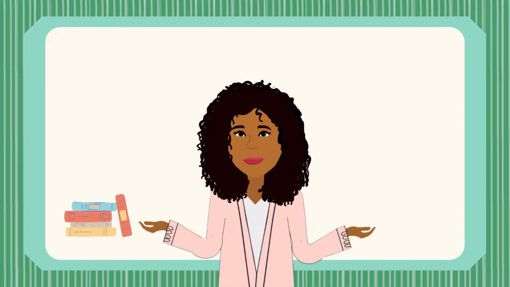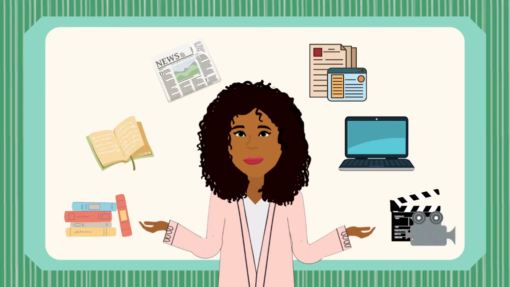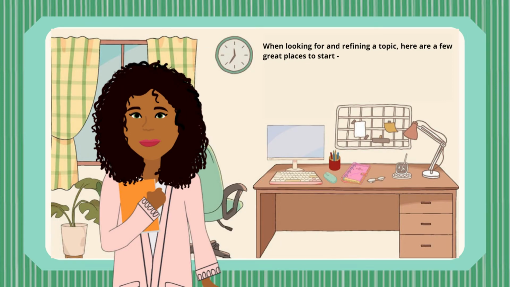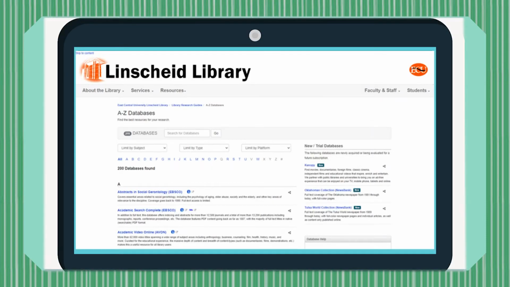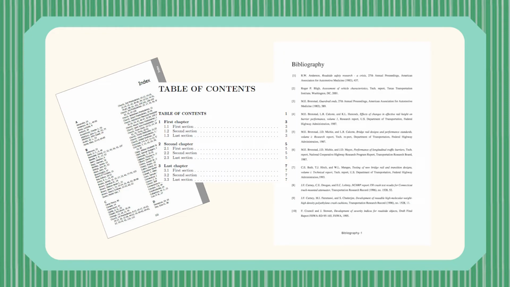Where do I begin? There are countless resources for doing research. When looking for and refining a topic, here are a few great places to start: reference materials, book indexes, and article bibliographies. Reference materials like encyclopedias, almanacs, thesauruses, and online databases provide quick, direct reference points on any given topic to support our thesis. Indexes and chapter headings can give you ideas for breaking down topics into more specific terms. Bibliographies are a great place to find additional resources. If you have a great article and need more information, look in the bibliography to see sources the author used.